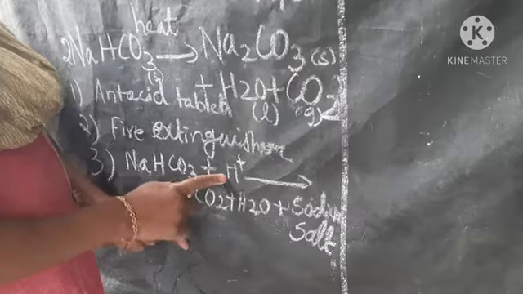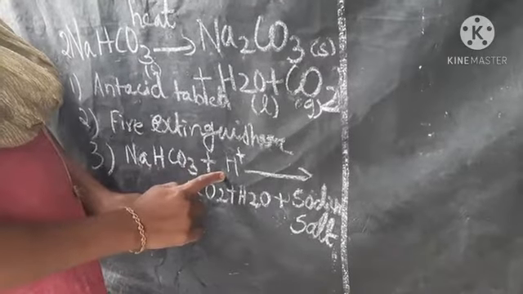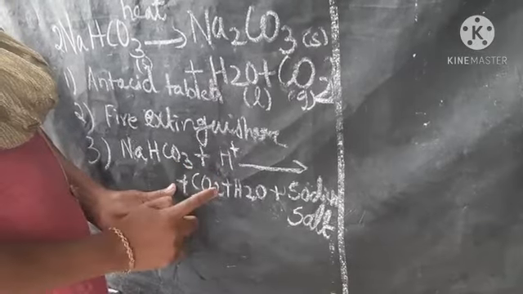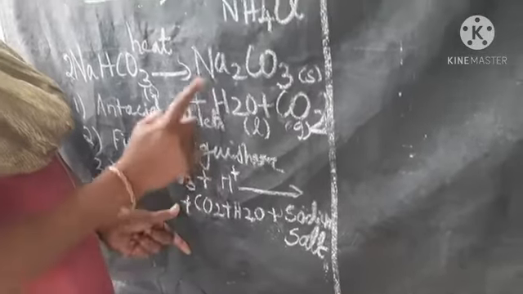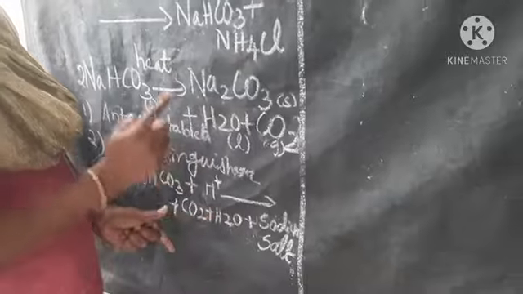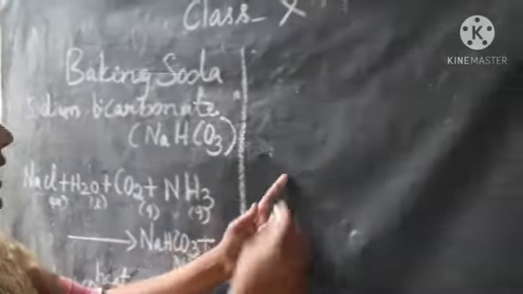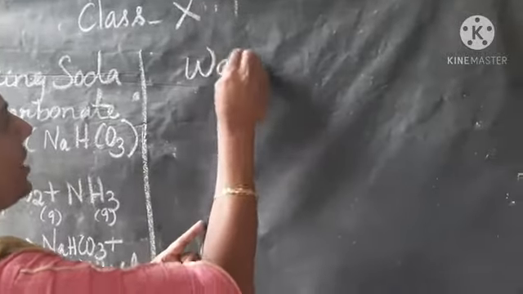If acid is not added with baking soda, the cake or appam will not be soft and spongy. Okay, these are the preparation, properties and uses of baking soda. The next one we are going to see is washing soda.